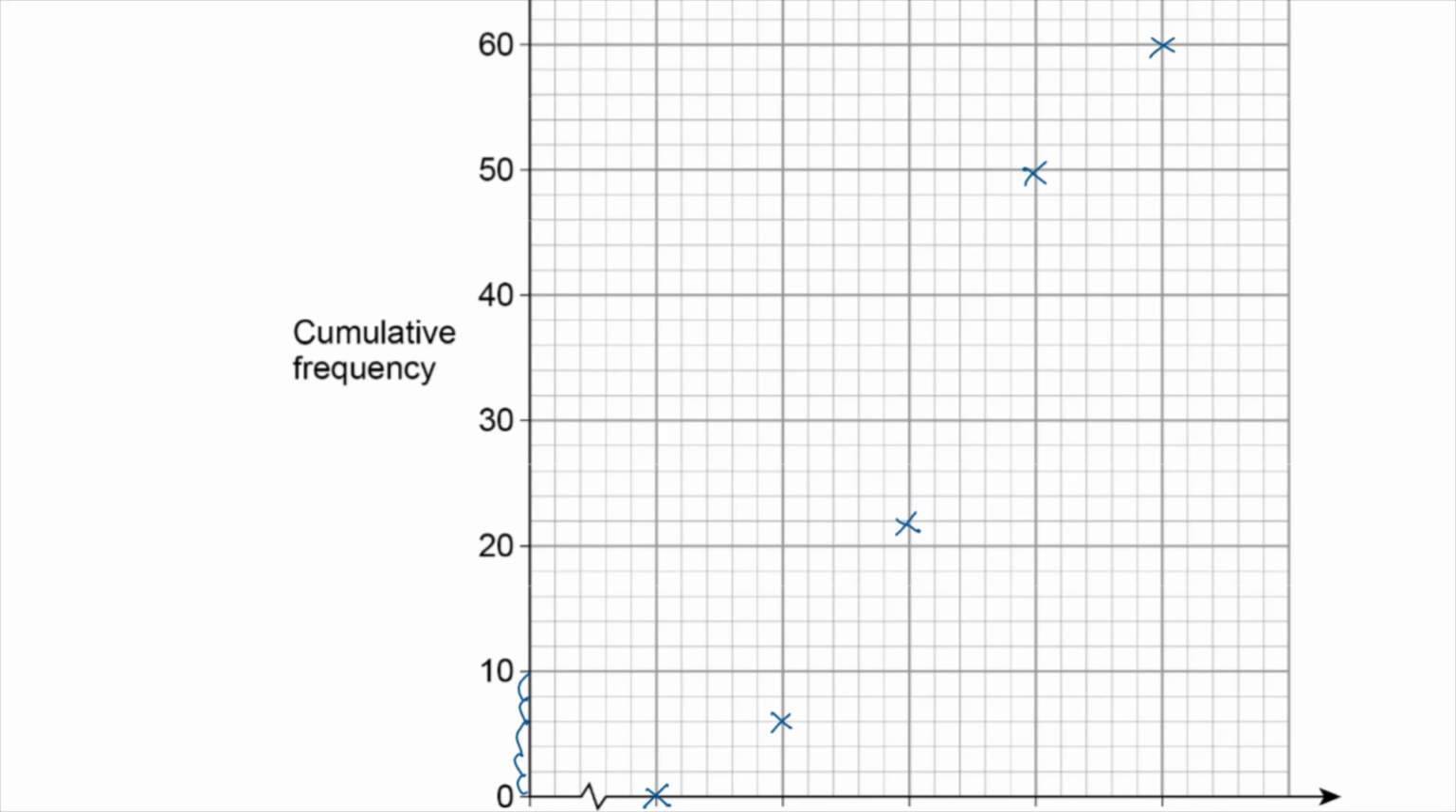Once you've drawn your points, you can join them up with a nice, smooth, continuous curve going through each of the points. Should give you that distinctive S-shaped cumulative frequency curve once you're done.